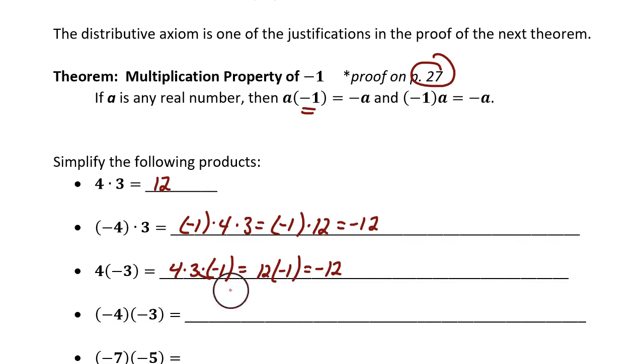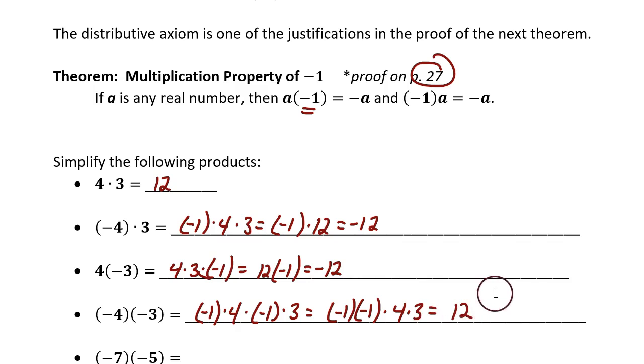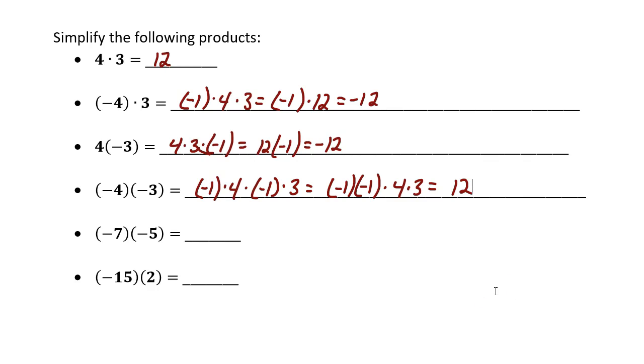Next one, -4 times -3. This is equivalent to -1 times 4 times -1 times 3. Because multiplication is commutative, we can regroup to get -1 times -1 times 4 times 3. This makes +12. I'm going to pause the video for you to try the next two yourself. This answer is 35, and this answer is -30.